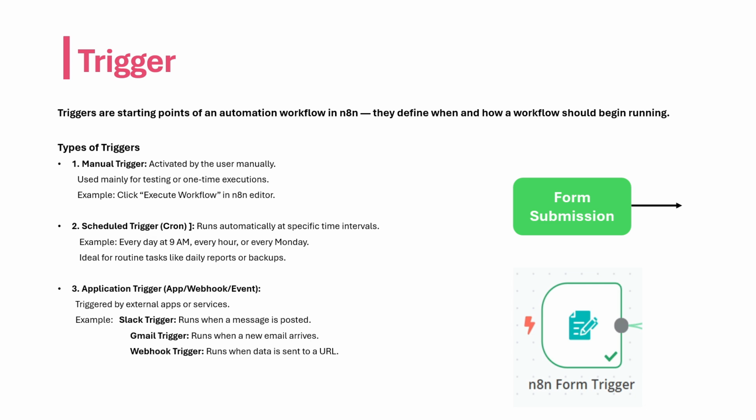It's ideal for routine tasks like daily reports or generating backups on certain apps like WhatsApp. And third is application trigger. Here we can have an application, webhook or event triggered by external apps or services, which requires another application, that is, a third party is involved. For example, Slack trigger, Gmail trigger or webhook trigger, which perform based on their significance and the action of the trigger.